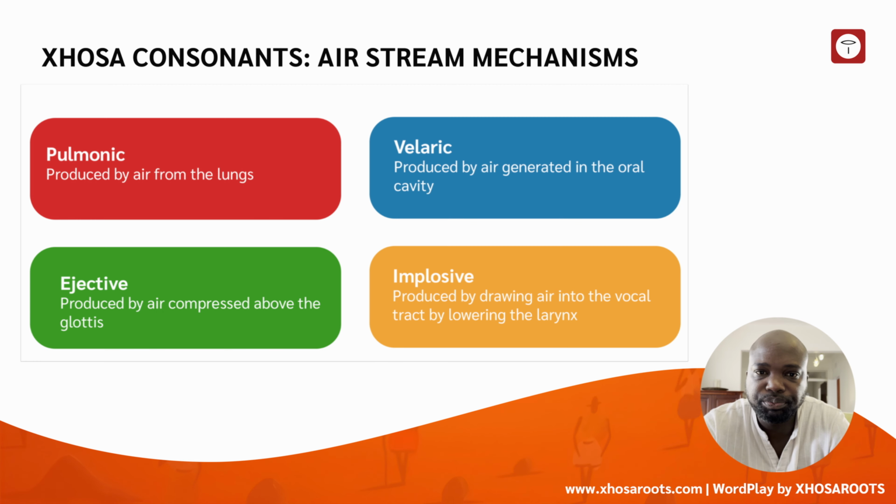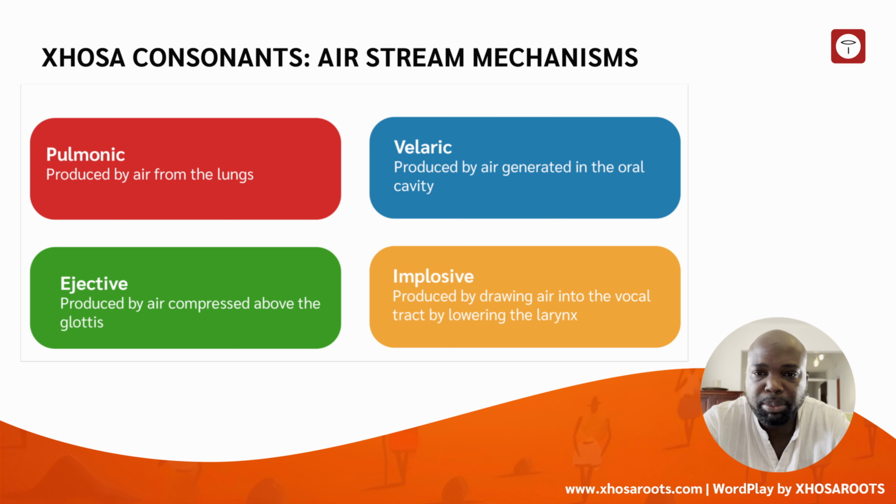We have sounds that are produced by air from the lungs. These are pulmonic sounds, and this is by far the most common airstream mechanism for producing sounds in virtually all languages. We have sounds that are produced by air generated in the oral cavity, and these are velaric sounds. The velaric sounds specifically are the clicks. So this is quite rare in languages around the world. And Xhosa, as you well know, has quite a large number of these, 18 to be more specific.